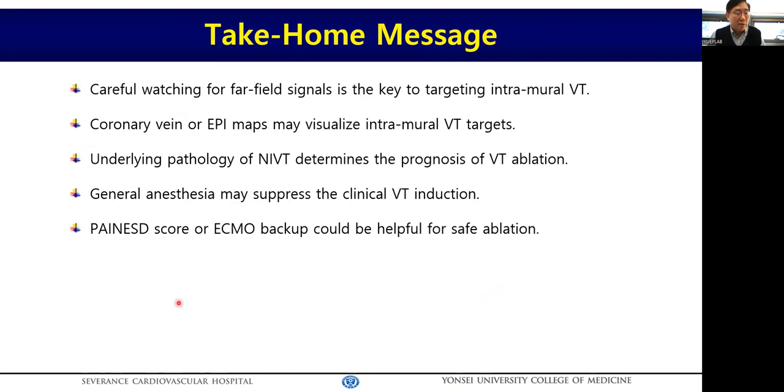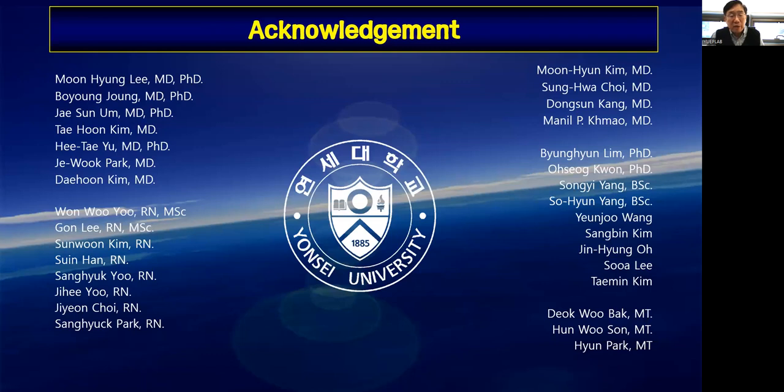This is my take-home message. Careful watching for far-field signal is the key to targeting intramural or subepicardial VT. Coronary vein or epicardial map may visualize intramural VT target, and the underlying pathology of non-ischemic VT determines the prognosis of VT ablation. And general anesthesia may suppress clinical VT induction, and PAINESD score or ECMO backup could be helpful for safe ablation. Thank you very much for your attention.